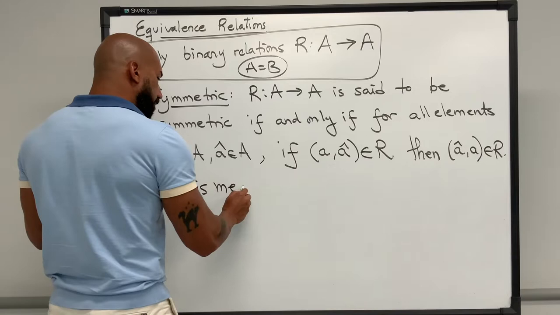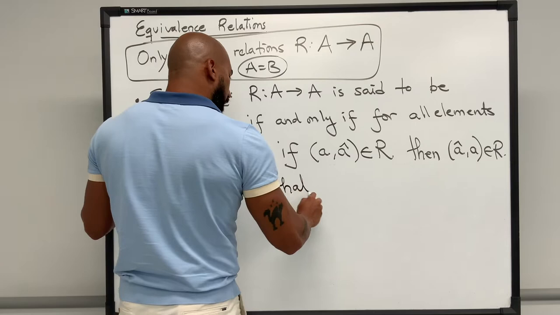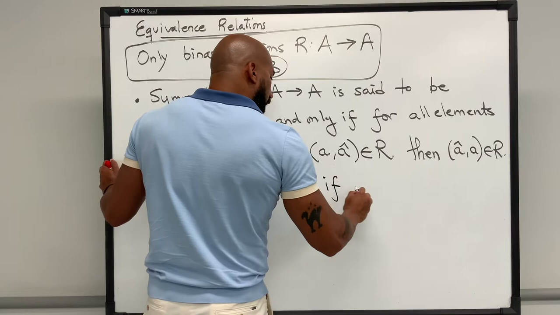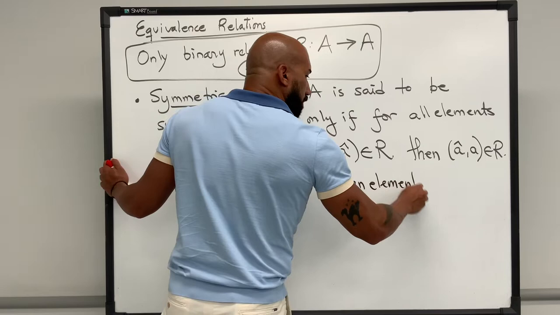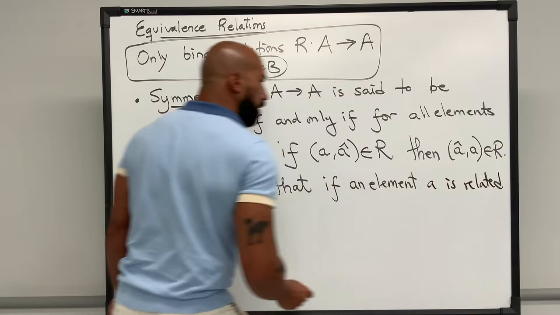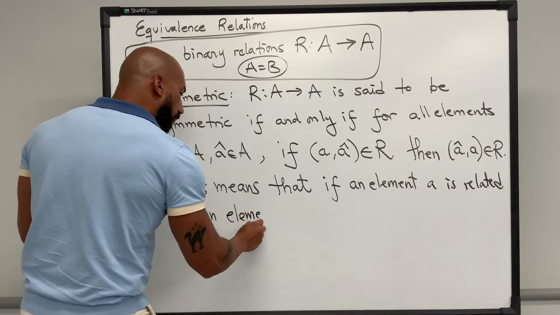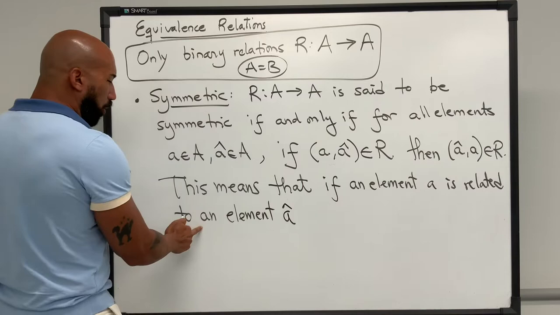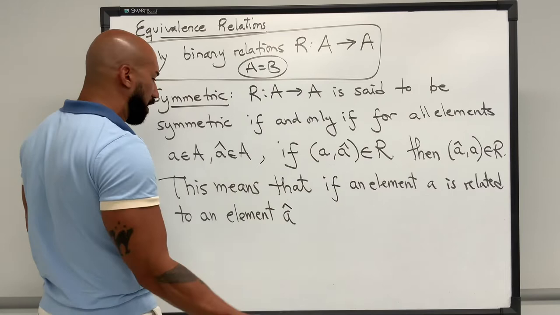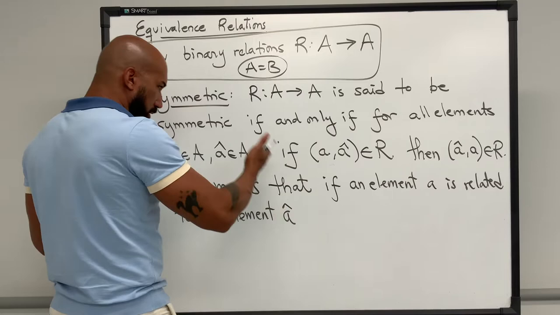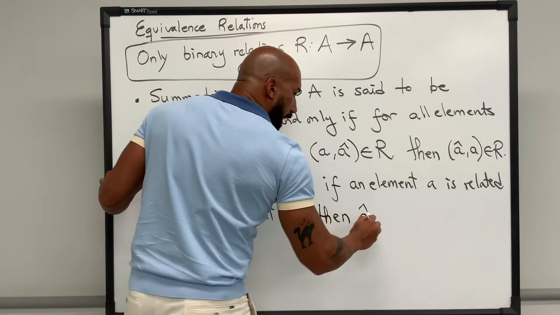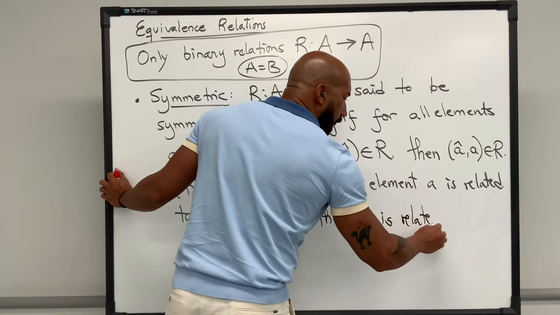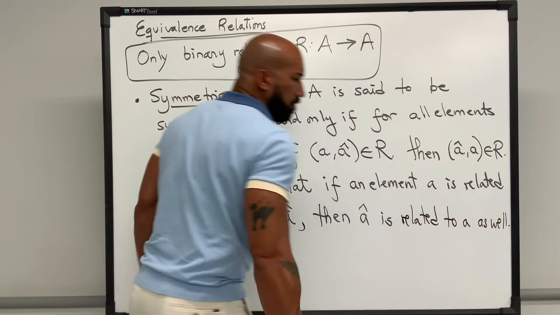this means that if an element A is related to an element A hat, I'm not using another here because maybe I'm considering the same element. I'm not claiming here that A and A hat are different. So if an element A is related to an element A hat, both in the set A, then A hat is related to A as well, right?